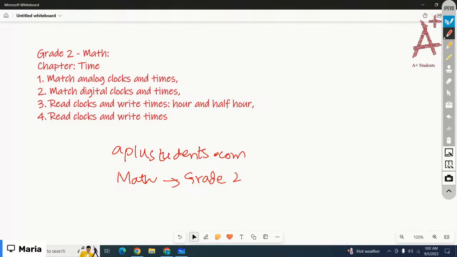We're going to start with the chapter time, and the lessons we're going to cover today are match analog clocks and time, match digital clocks and time, read clocks and write time, half an hour and half hour, read clocks and write time. So let's just start with the chapter time.